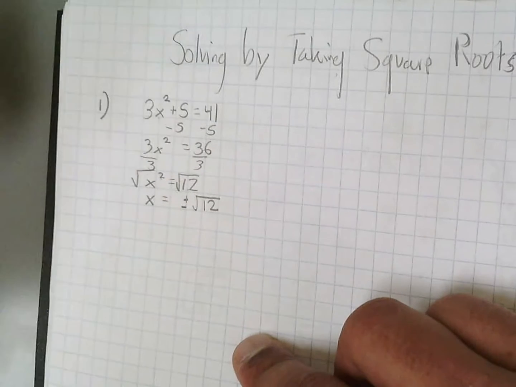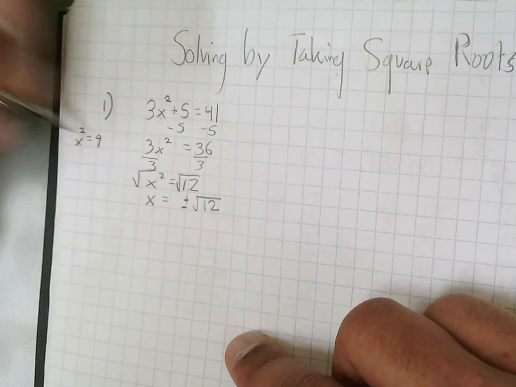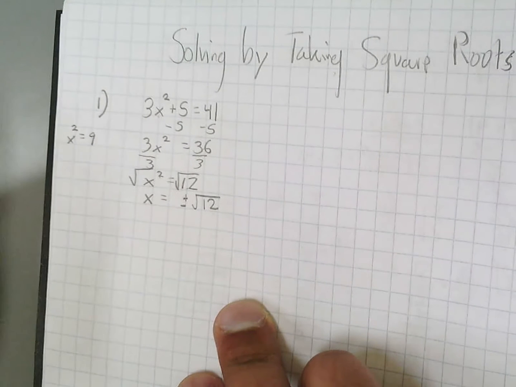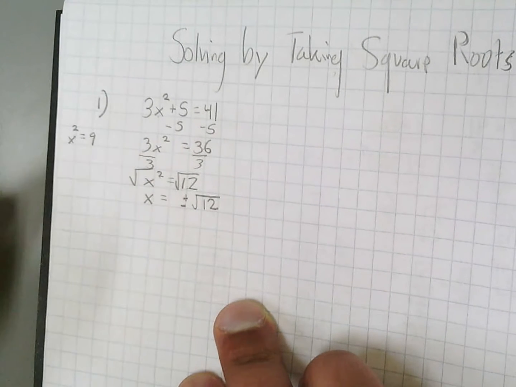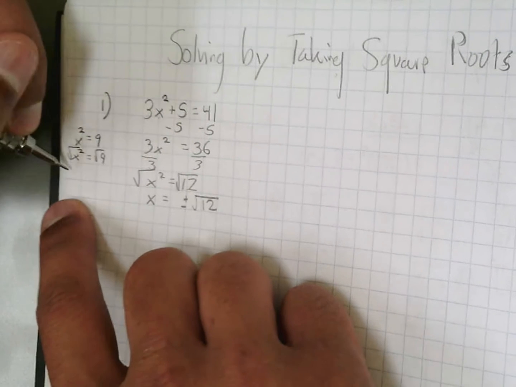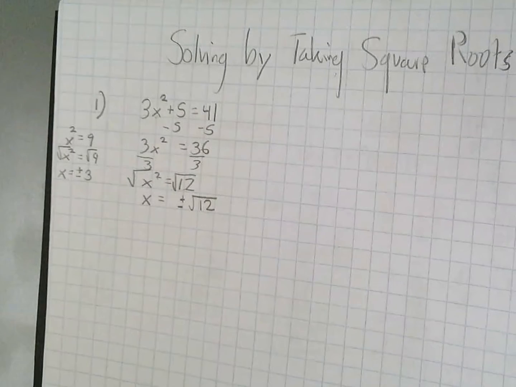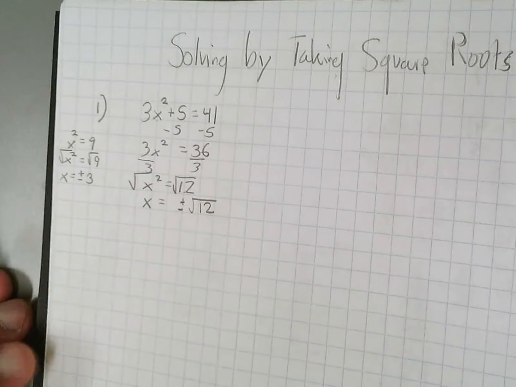Let me do another example over here so you can see that. If I had x squared equals 9, there's two answers to this. What number squared is 9? Well, 3, because 3 times 3 is 9, and negative 3, because negative 3 times negative 3 is also 9. So when we solve by taking square roots, we have two solutions, plus and minus 3 in this case. Anytime we solve by taking square roots, we need to write plus or minus.